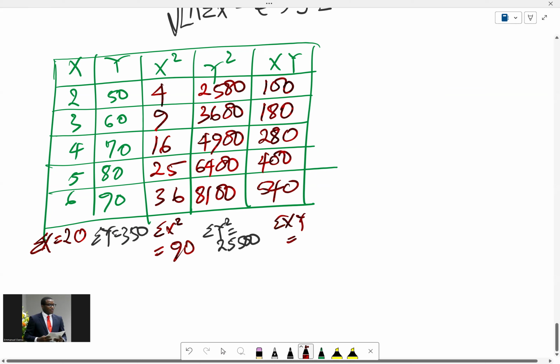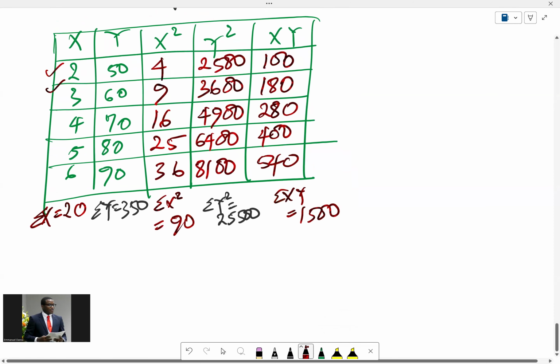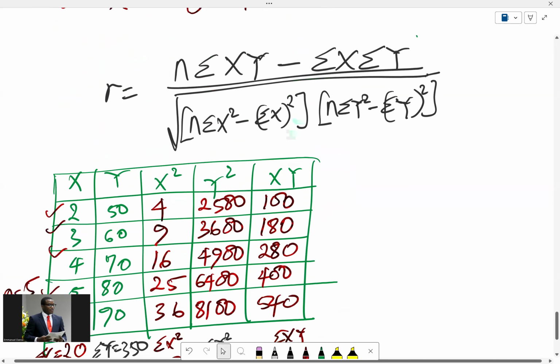So if you add up all of this xy thing, you get summation xy as 1,500. Summation x is 20, summation y is 350, summation x squared is 90, and summation y squared is 25,500. Of course, n is the number of data points. That's 1, 2, 3, 4, 5. So n is equal to 5 because we need that for the computation.